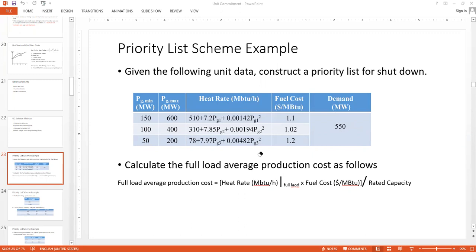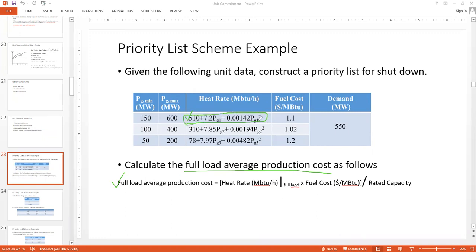For preparing the priority list among the units, first we will calculate a cost known as the full load average production cost, and the formula is shown here. The full load average production cost is calculated from the heat rate in millions of BTU per hour. If we take unit number 1, we take the heat rate for this one, and we can see that this is a nonlinear function of PG1.